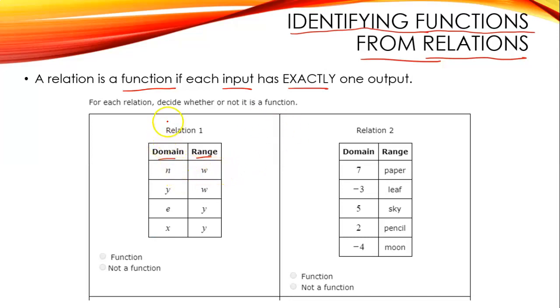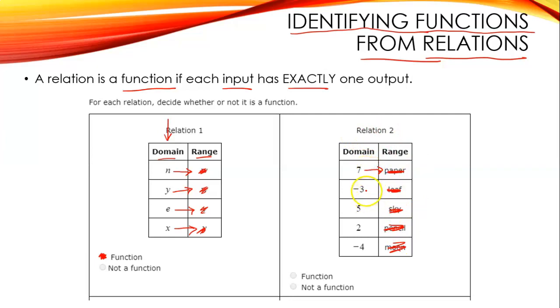So I want to look at my domain, and I want to make sure that each input only matches with one thing. I don't actually care what's over here. I could scribble these out and never look at them. N only has one match, Y only has one match, E only has one match, and X only has one match. So I would mark that this is a function. Remember, I don't actually care what's over here. The only thing I care about is that each input has exactly one output.